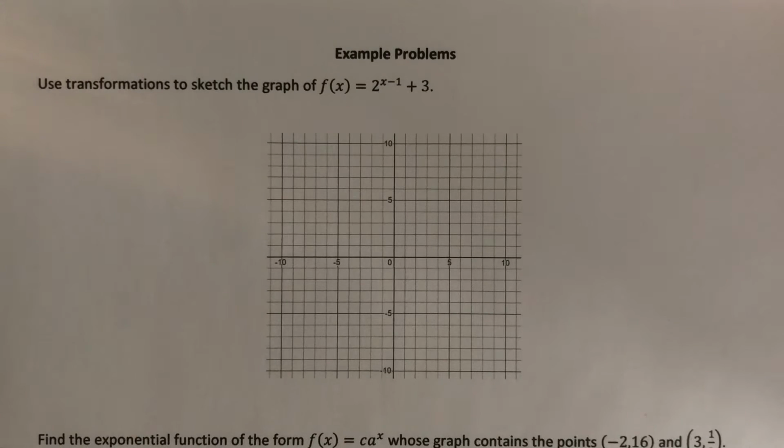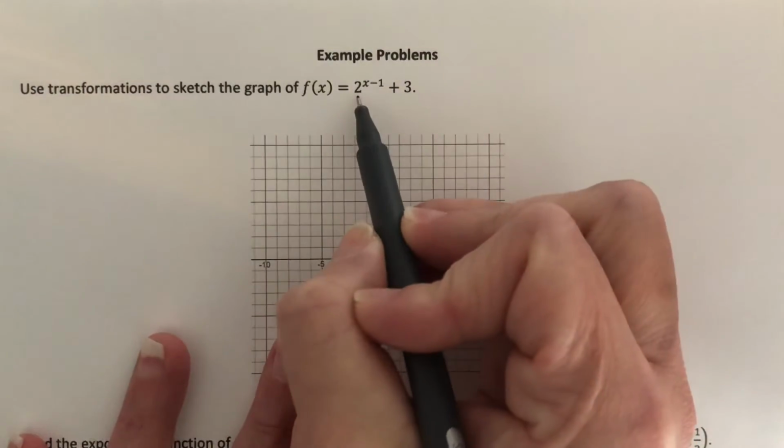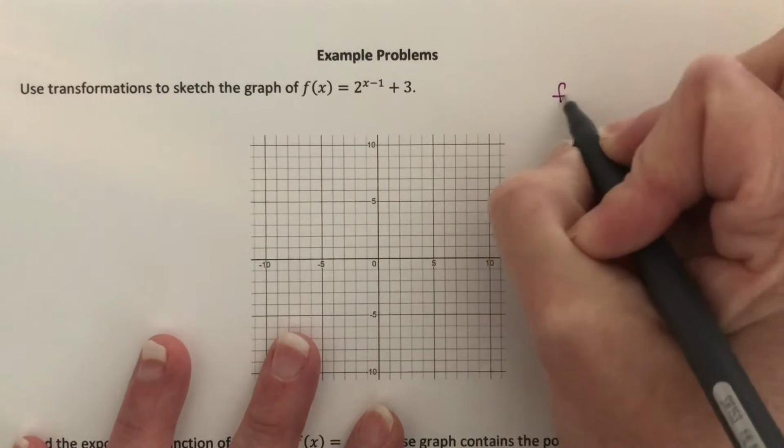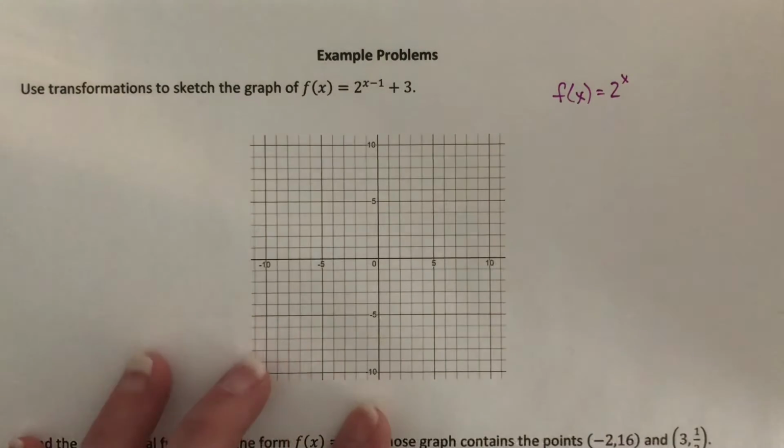This is part 2 of section 3.1. We want to use transformations to sketch the graph of f of x is equal to 2 to the x minus 1 plus 3. Remembering what we did in chapter 1, I'm going to start with my basic graph of f of x is equal to 2 to the x.